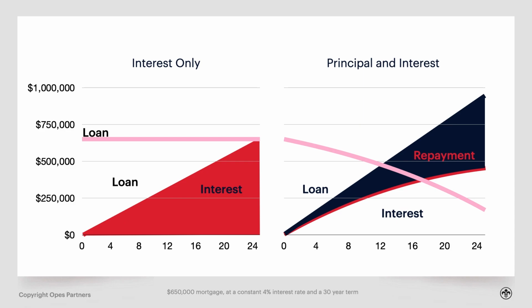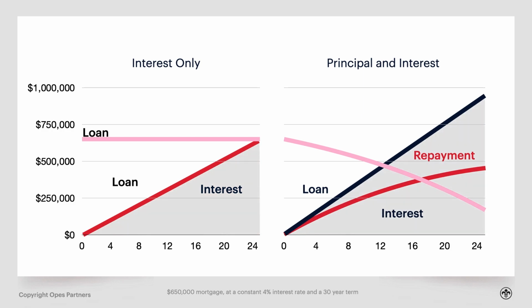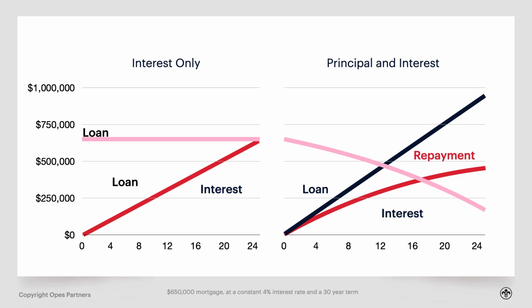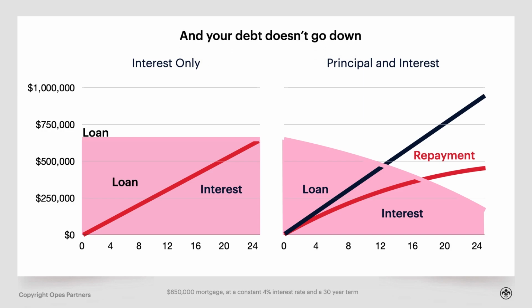So when we compare them, if you go principal and interest, your total repayments will be higher. If you go interest only, your total repayments will be smaller. But the amount of interest you will pay on principal and interest is lower. You're going to pay more interest in total if you go interest only because, of course, your debt goes down on P&I. It stays the same. It doesn't go down on interest only.